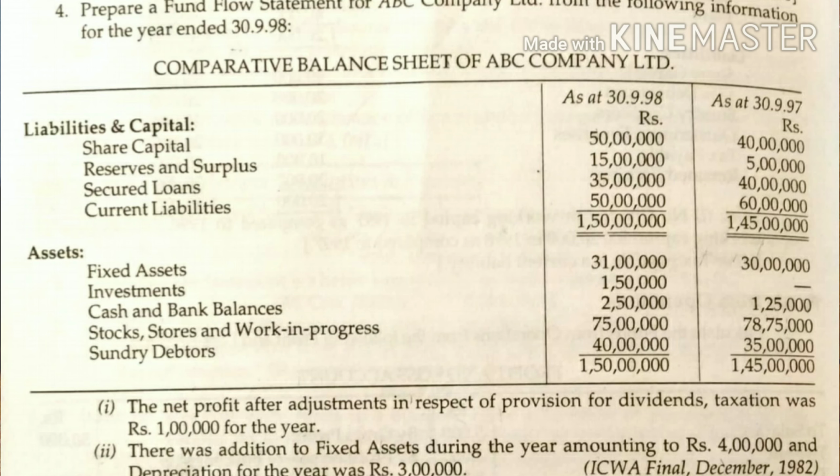Then we have assets. Fixed assets, opening 30 lakh, closing 31 lakh. So that shows what? There is an appreciation. Opening is 30 lakh, closing is 31, means the value of the asset is increasing. So we will take this 1 lakh as appreciation in the value of asset.